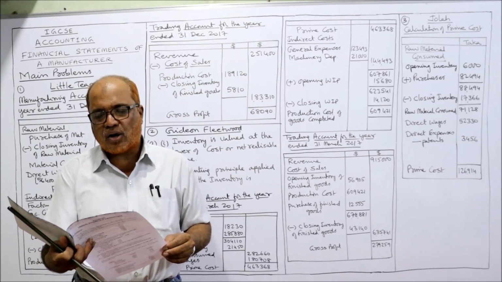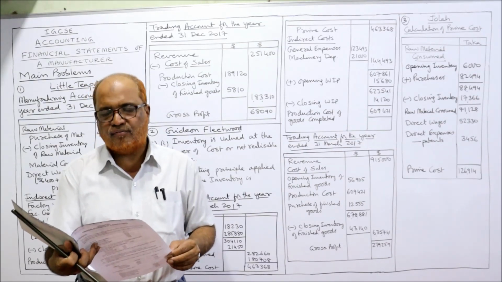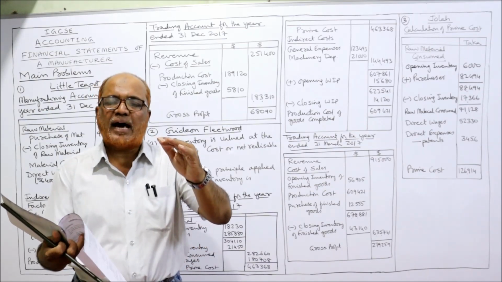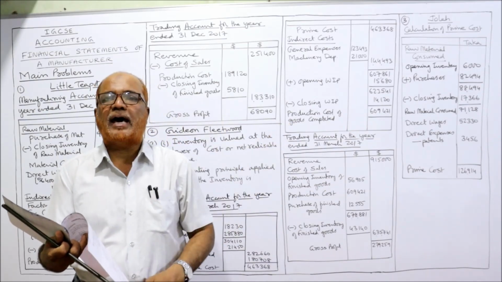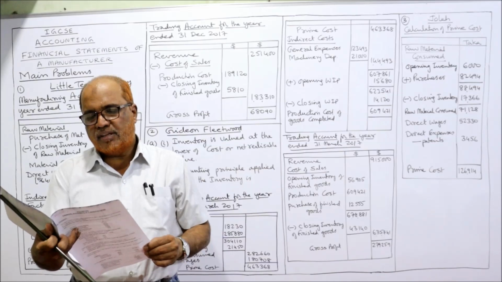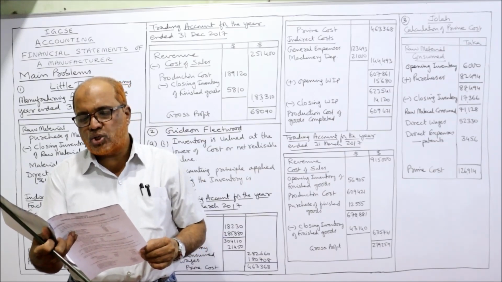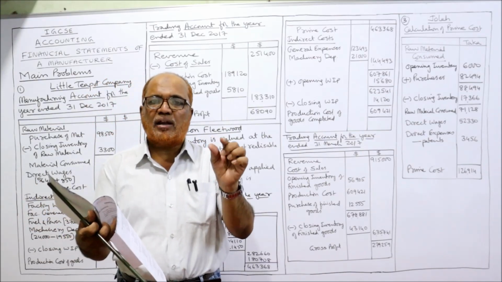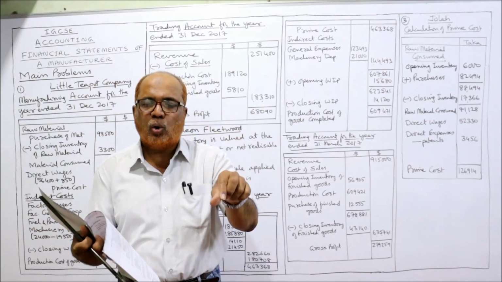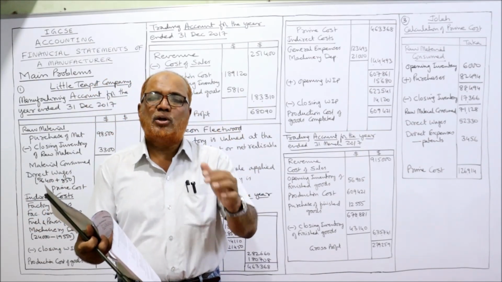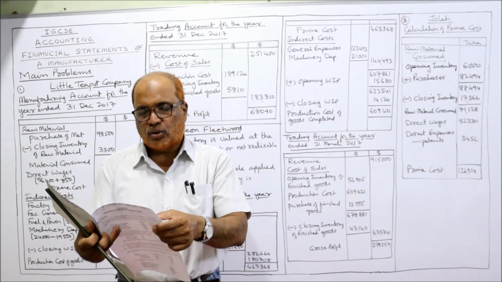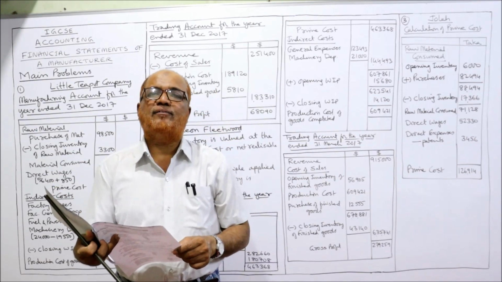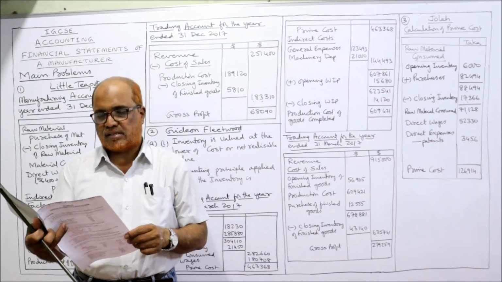Factory direct wages accrued amounting to 5,654. This accrued direct wages will be added to direct wages paid. The factory general expenses include insurance on the factory which is prepaid. The prepaid will be deducted. So this 232 will be deducted from factory general expenses.